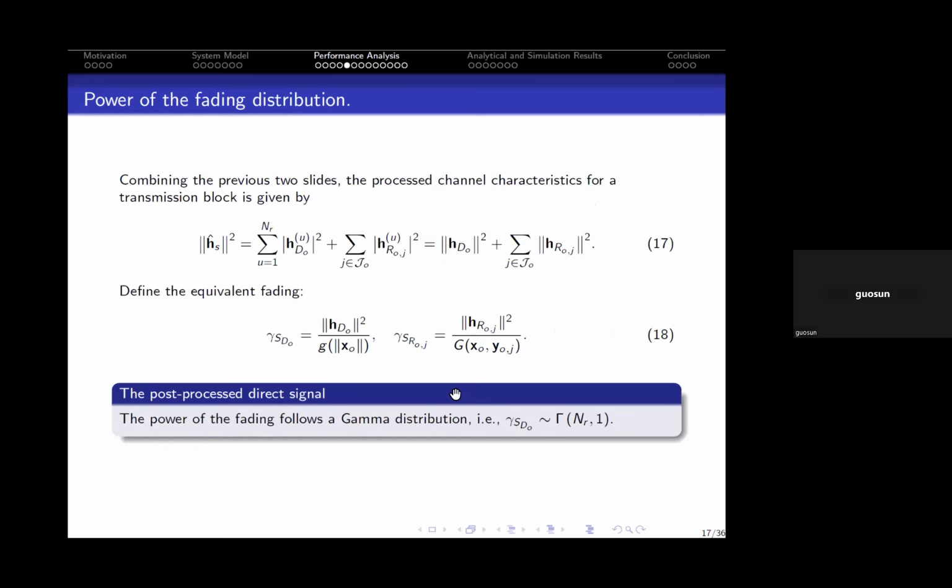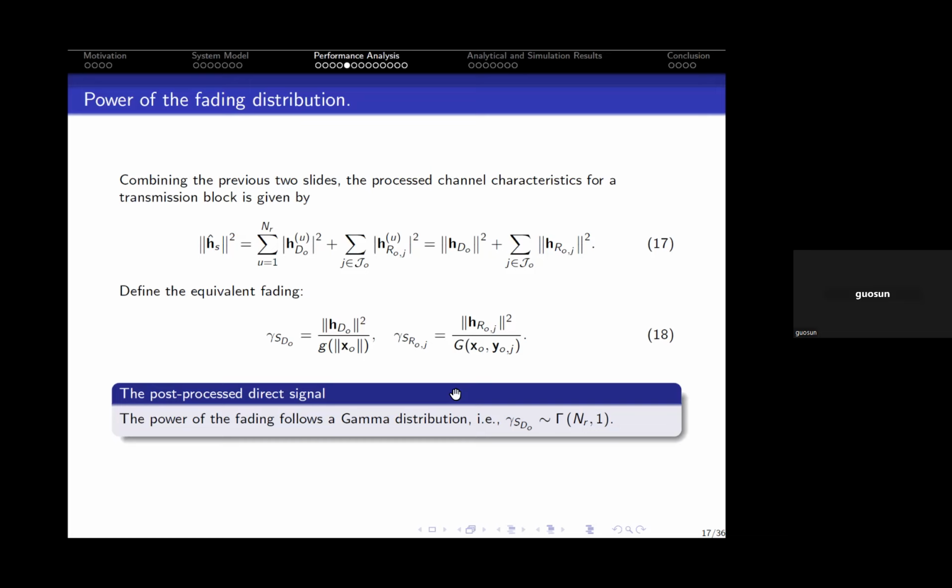Here, by equation 18, we normalize the channel by its path loss. So each link can be characterized by independent and identically distributed random variables. For the direct signal, we denote it gamma SD, and for the reflected signal, it's SR. For the direct link, it is very straightforward, because once we assume each antenna receives Rayleigh distribution, the sum of the power will be the gamma distribution.